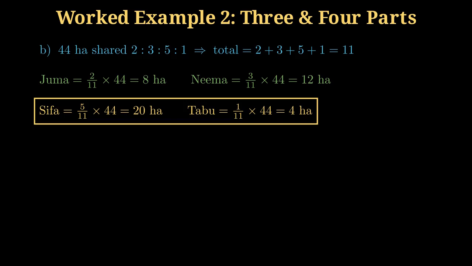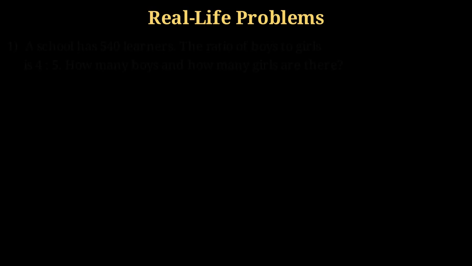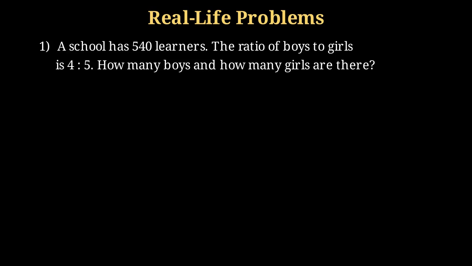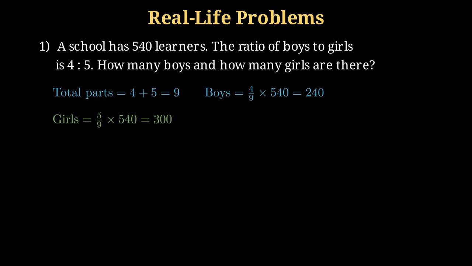Total parts, fraction, multiply. Proportional parts are everywhere in Kenya: school records, business partnerships, family land. 2 quick problems. Problem 1. A school has 540 learners, and the ratio of boys to girls is 4 to 5. How many boys and how many girls? Total parts. 4 plus 5, 9. Boys take 4/9 of 540. 540 divided by 9 is 60, times 4, 240 boys. Girls take 5/9, 300 girls. And 240 plus 300 is 540.